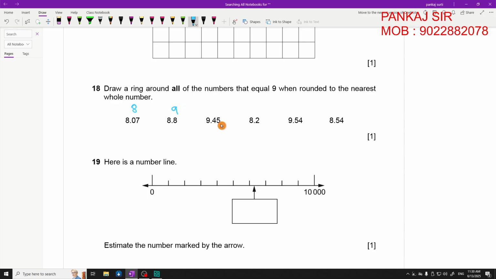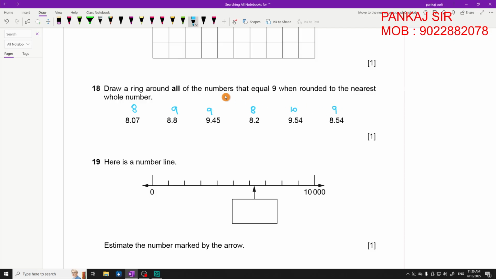This will work out to 9.4. So after the decimal you have 4, so this will round to 9 again. This will round to the nearest whole number 8. This will round to 10, because after the decimal you have a 5, so it will be increased by 1. So 10. And here it will be 9 again.